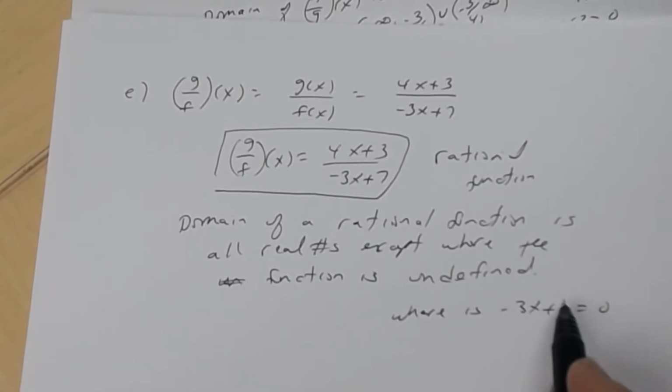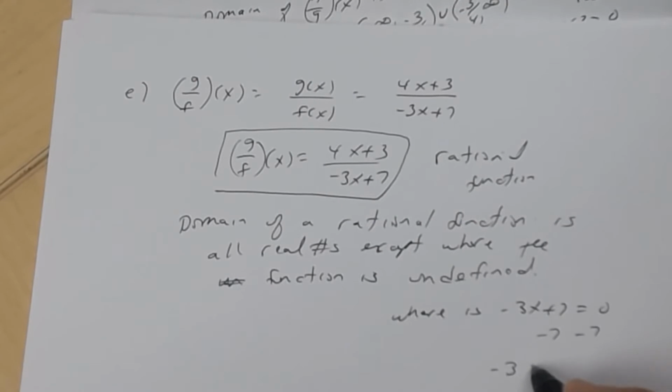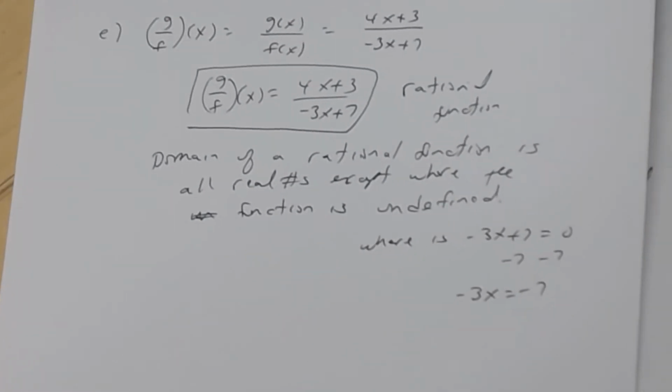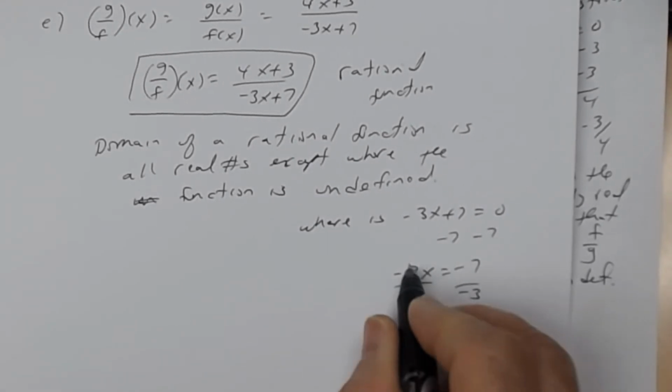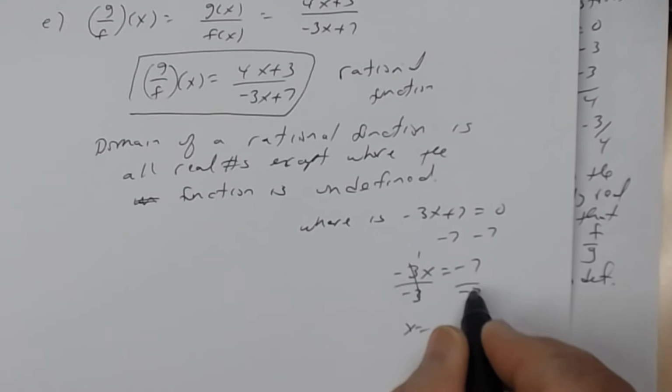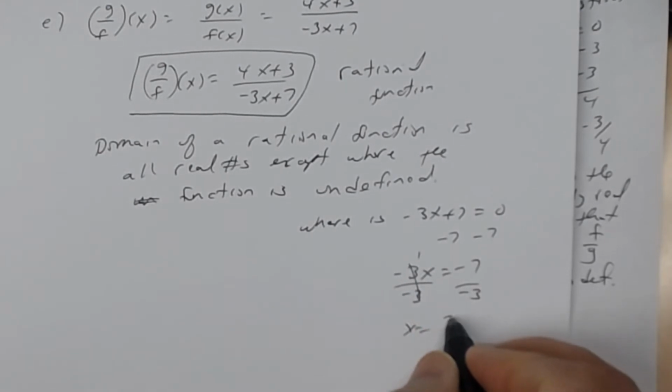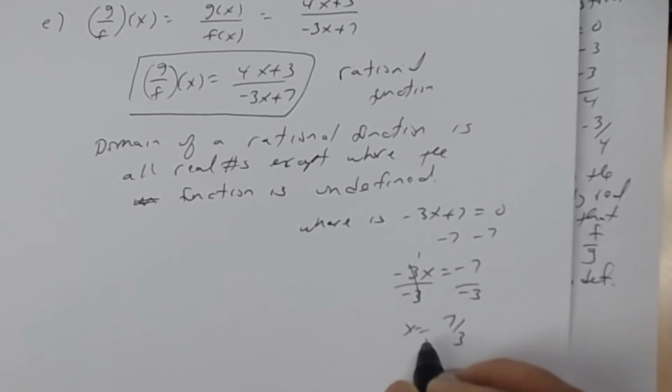It's this right here. This equation is linear. So I'm going to subtract 7 from both sides. So I get negative 3x equal negative 7. And then I'm going to divide both sides by negative 3. And so I get x to be, a negative divided by negative is a positive, so I get x to be 7/3. So what I found here is the restriction.